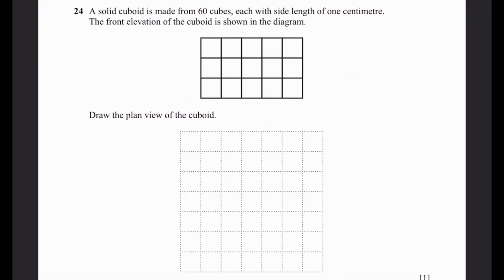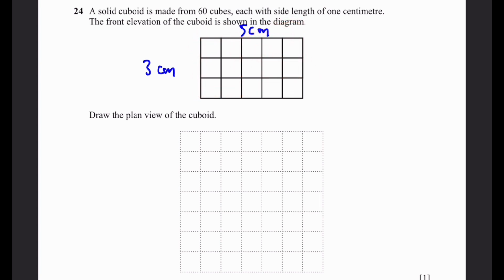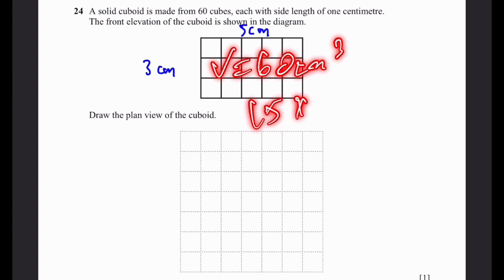Question 24. A solid cuboid is made from 60 cubes, each with side length of 1 centimeter. The front elevation of the cuboid is shown in the diagram. This means that this has 3 centimeters in height and 5 centimeters in length. Total area is 15 centimeters squared. So if we have 4 layers of the same thing, we can get 60, which means 60 centimeters cubed, because the total volume is 60 centimeters cubed and 15 into 4 is equal to 60.